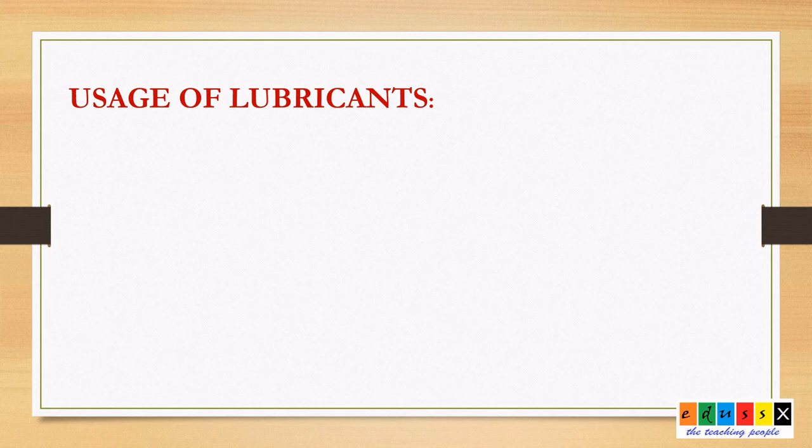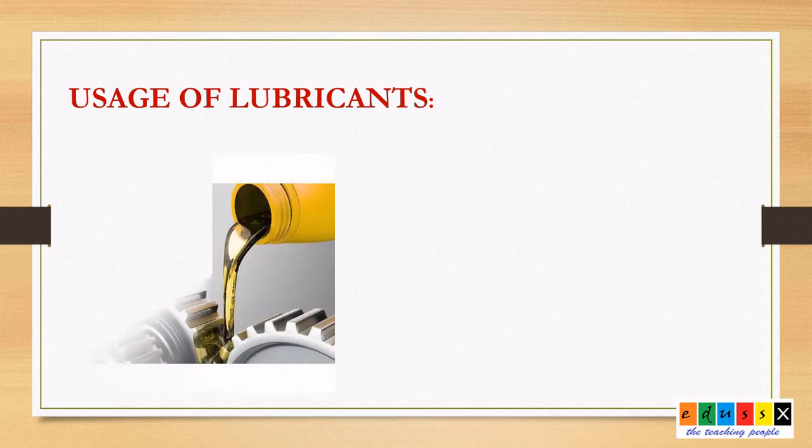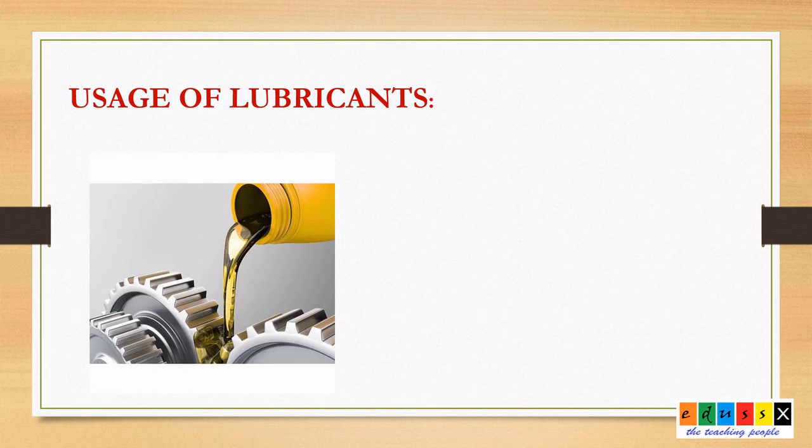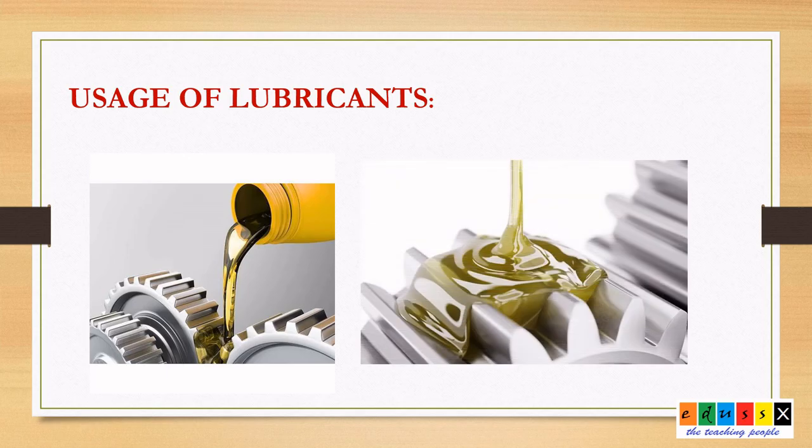Next is the use of lubricants. A substance which reduces the frictional force is called a lubricant. Can you name some lubricants? Commonly we use lubricants like grease, coconut oil, castor oil, etc. So what does a lubricant do? It fills the gaps in the irregular surfaces of the bodies in contact.